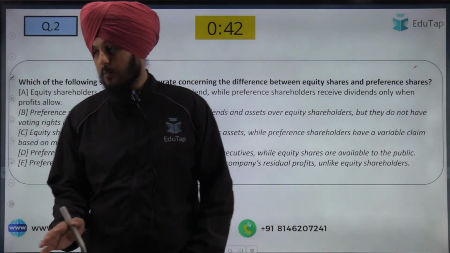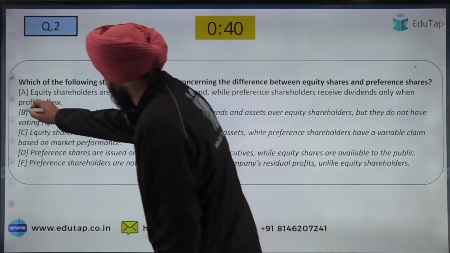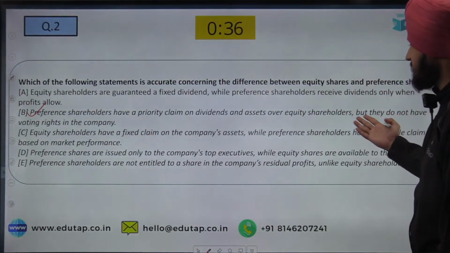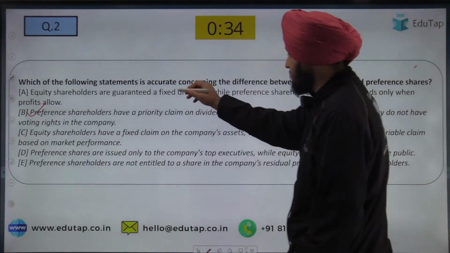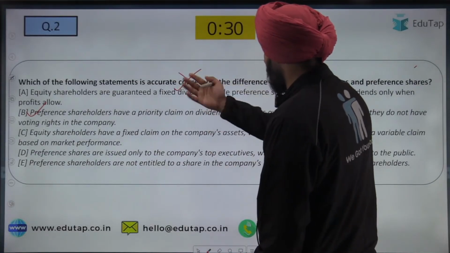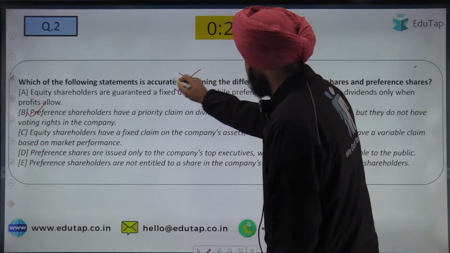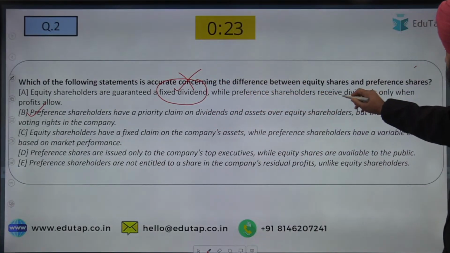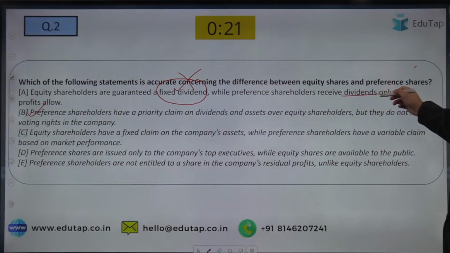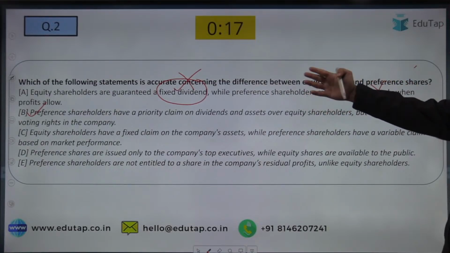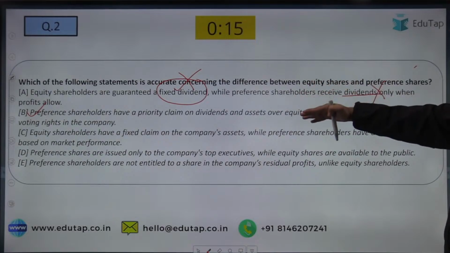So yes, if we talk about the answer to this question, B is going to be the correct answer. When we compare equity shares and preference shares, equity shares do not guarantee a fixed dividend, because the dividend is dependent on the profit. Whereas preference shareholders receive dividends only when profit is low. This is an incorrect option. Basically, both the terms have been interchanged with respect to the equity shareholders and the preference shareholders.